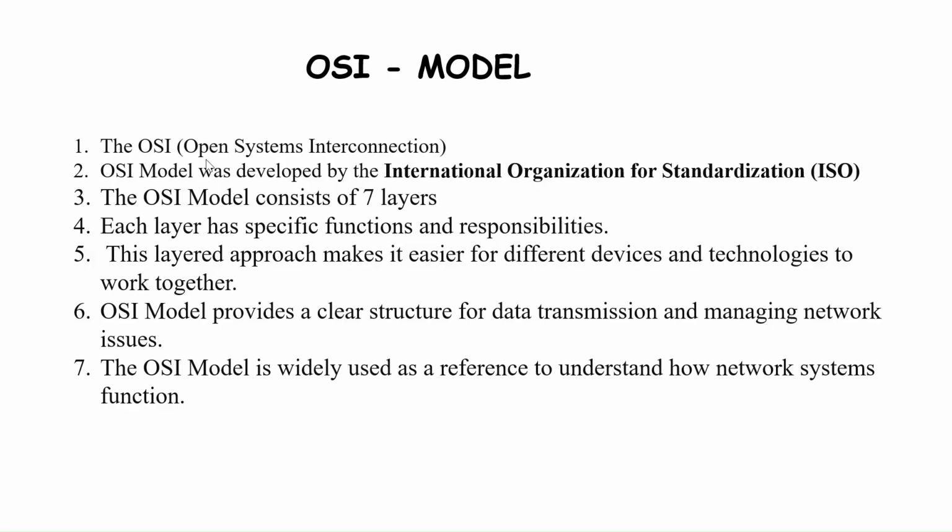OSI, in short, is called OSI, but its full form is Open Systems Interconnection. The second point: it was developed by the International Organization for Standardization, which is ISO for short. The third point is that it has 7 layers. It is also called a 7 layered architecture. It is the main point. It has 7 layers. You will see in the next slide what the 7 layers are.